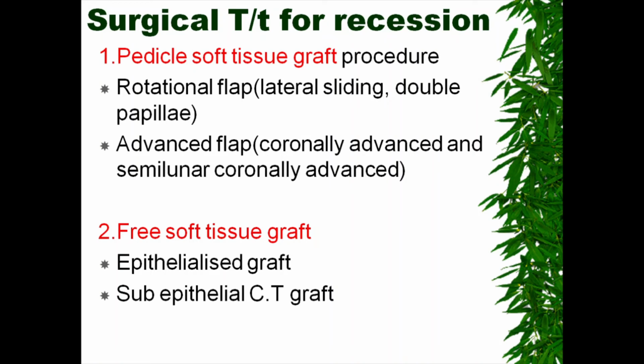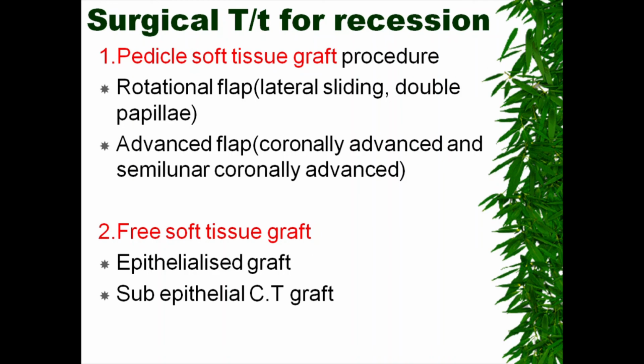Now, surgical treatment of gingival recession we will discuss under, first, pedicle soft tissue graft. Now, this terminology, pedicle, is clear. The pedicle is a graft that contains its blood supply. So under this there are rotational flaps, in which we will either be rotating it laterally or sliding it laterally, or we will be doing double papillae, in which we will be moving the papillae from both the sides. But the main important thing is that the blood supply will be intact, so a better result will be there. Or we can go for advanced flaps like coronally advanced flap or semilunar coronally advanced flap. We'll be discussing each of the topics in detail later on.